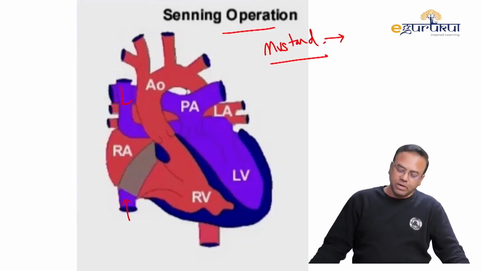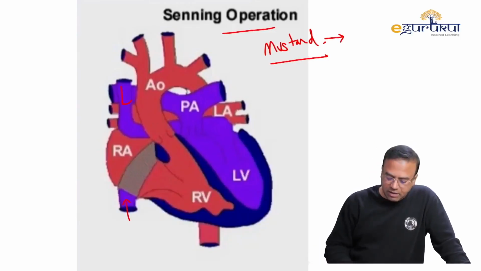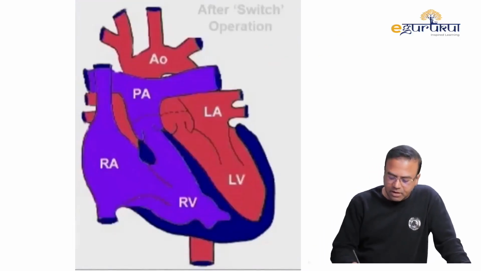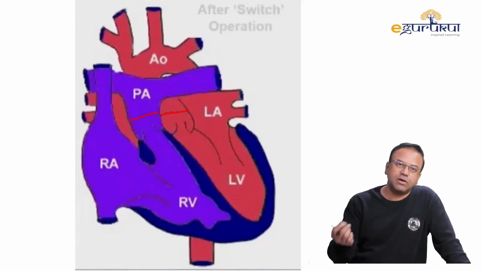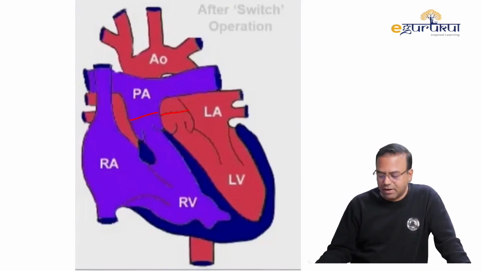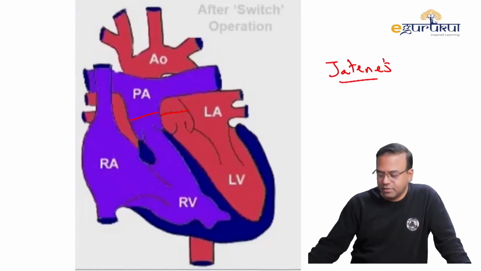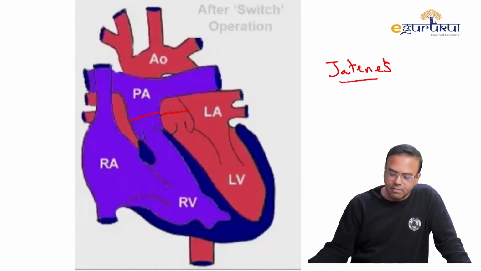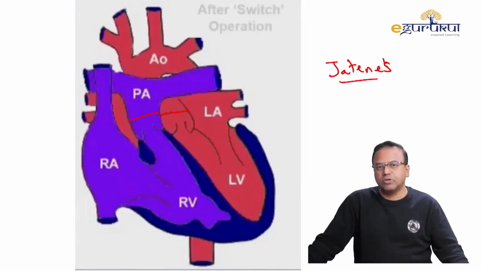as a Senning procedure. So Senning and Mustard operations were the norm until they figured out how to switch the coronaries, and ultimately what we now have is we cut the aorta, we cut the pulmonary artery, and we do a switch procedure. And this switch procedure is also followed up with a coronary transplant. So coronary arteries are removed and reattached. So this Jatene switch procedure is the best treatment that is there, but technically more difficult. So we have various treatment options that are there for transposition of great vessels.